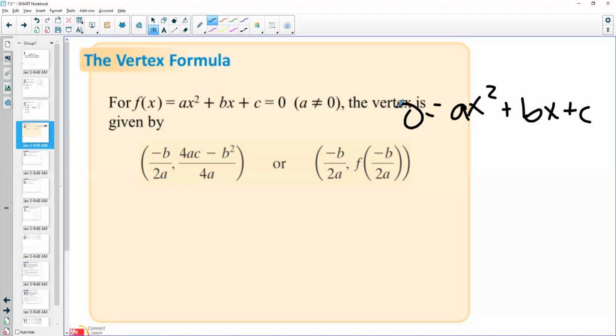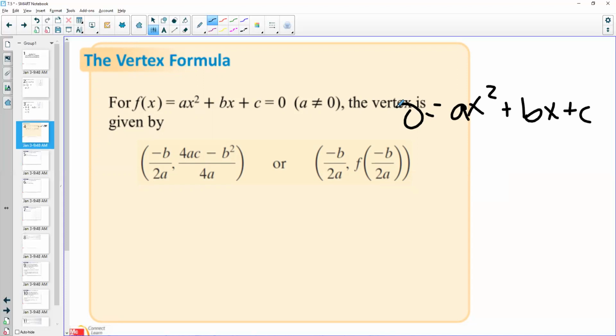This is called the vertex formula. What this lets us do is find the vertex of the graph. And then once we find the vertex, we can find the intercepts and we can graph. That's all we need to do. We're going to find the same stuff. We just don't have it staring at our face in the equation.